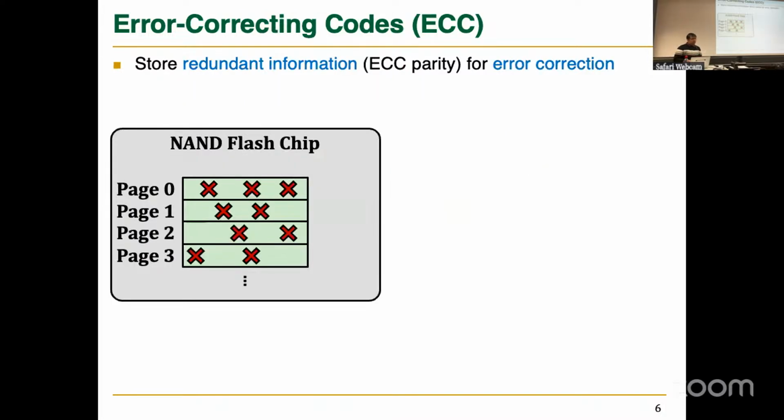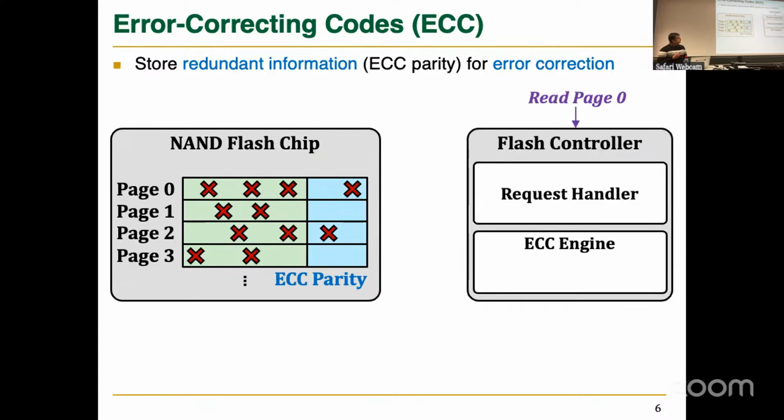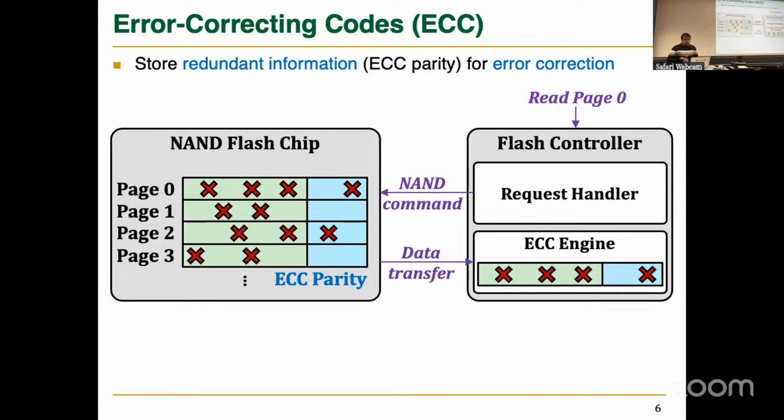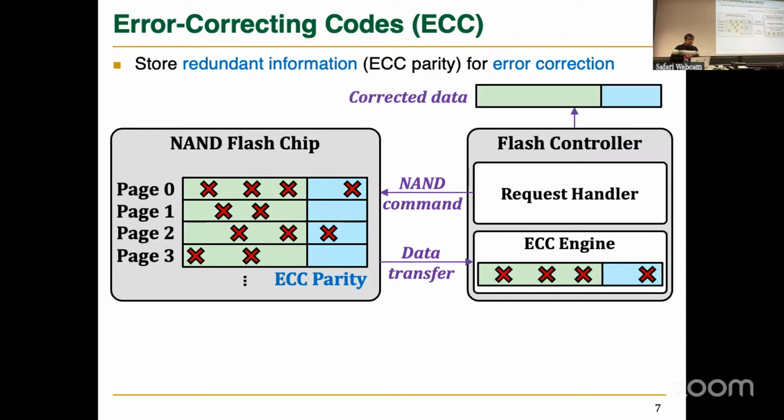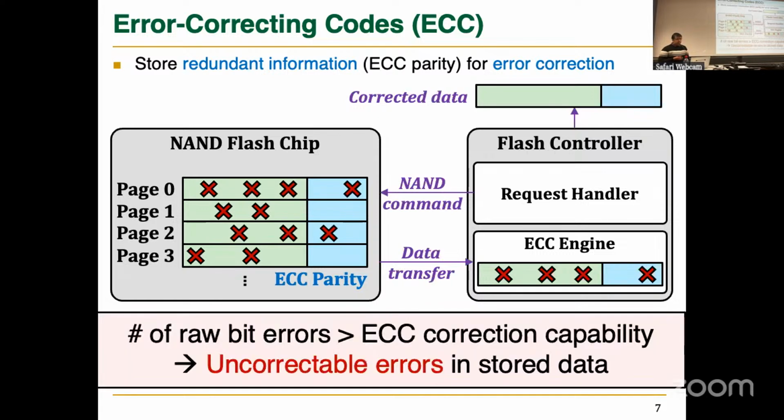So how do we correct or mitigate these problems? We typically use error correction codes, and we also store some parity bits for the ECC decoding. And how does it work? You get a request to the flash controller to read a page. The flash controller sends a request to the NAND flash chip, which is a NAND command. Then you get the data back to the ECC engine, and the ECC engine corrects the data, and then you get the original data back.